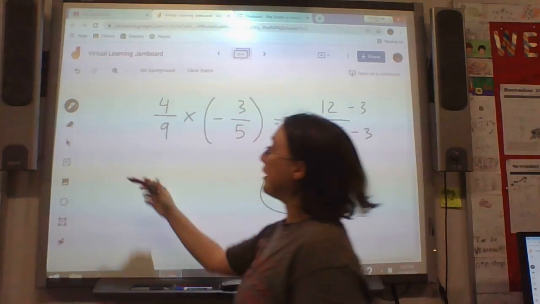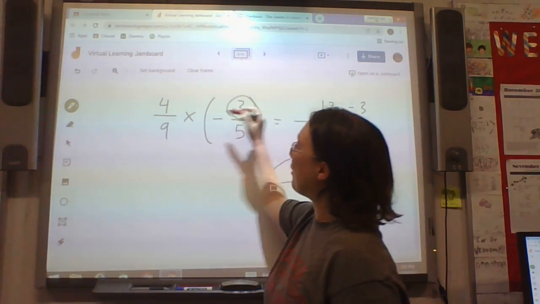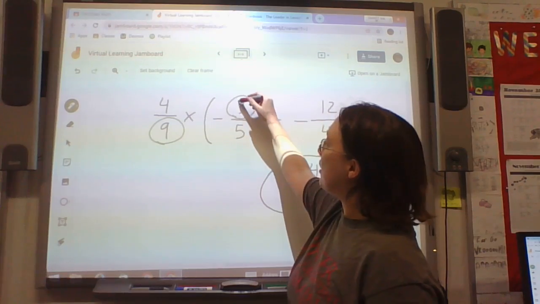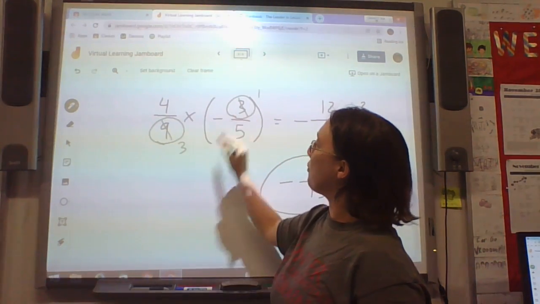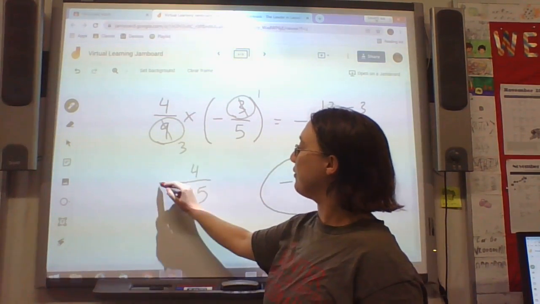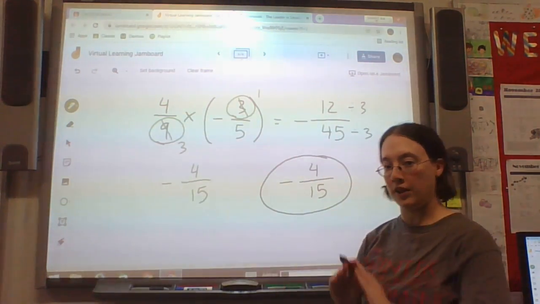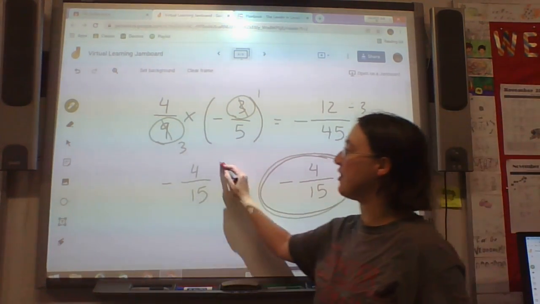Or if you happen to realize back here that 3 goes into both here and here, then you could do a little bit of cross simplifying beforehand and get yourself right to that 4 and that 15, which is still negative. So either way, you'll end up with the same thing. We got negative 4/15 either way.